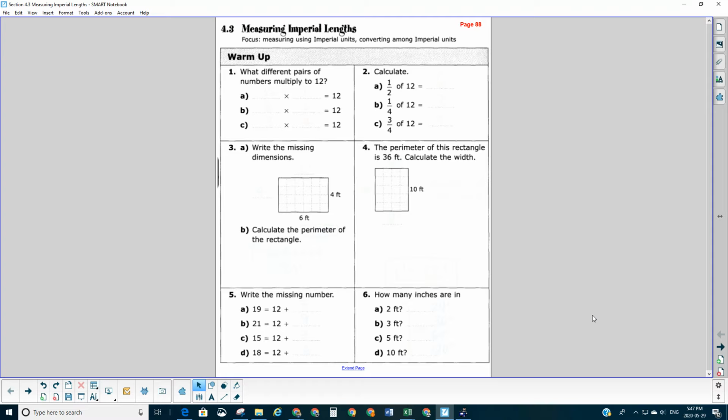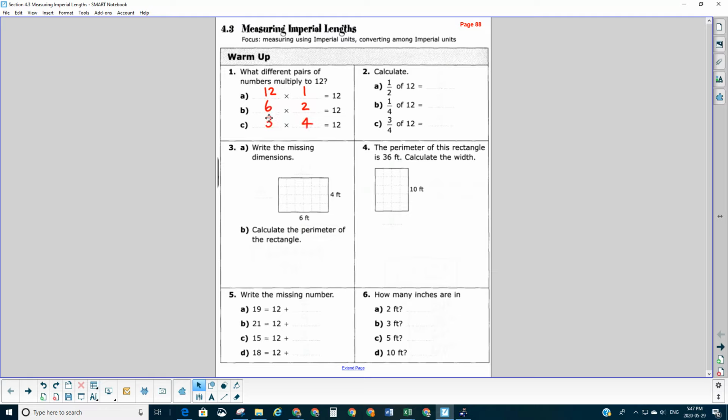The first question here talks about what different pairs of numbers multiply to 12. And the reason we're talking about 12 is because there are 12 inches in a foot. And we know that often we get things broken up into 12. So if you think about things that are multiplied to 12, the easiest thing is 12 times 1. Some of you might have thought of 6 times 2, which also equals 12, or 3 times 4, which equals 12.